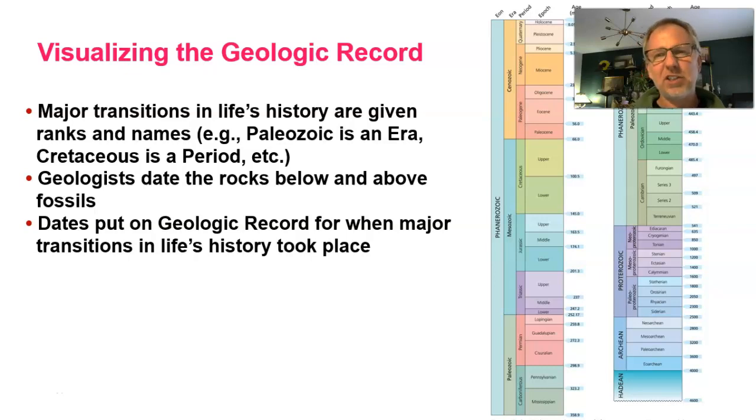So what geologists are doing to get ages of fossils is, like I mentioned a moment ago, dating the volcanic rock above a fossil to get the younger age, and dating a volcanic rock below a fossil to get the older age, and then having a bracket to get an idea of how old that fossil is. So this is how we get the geologic record.